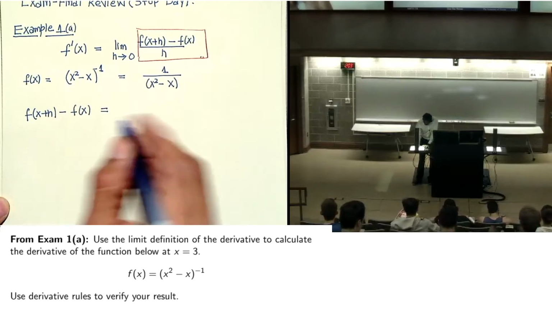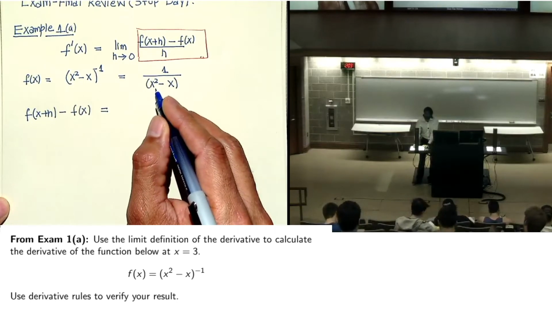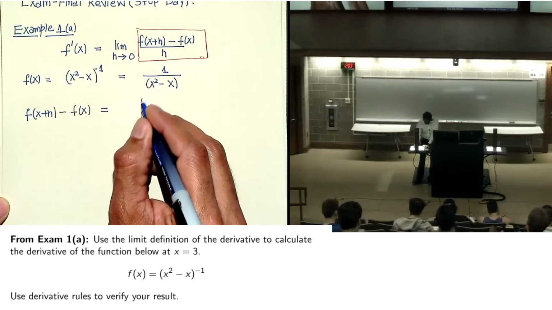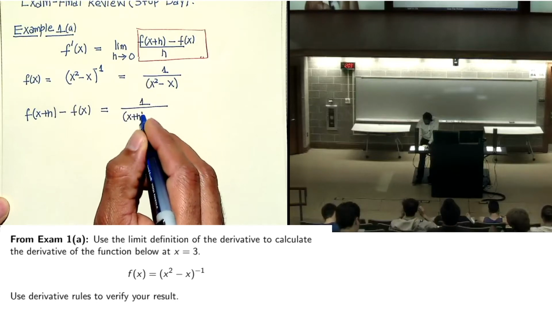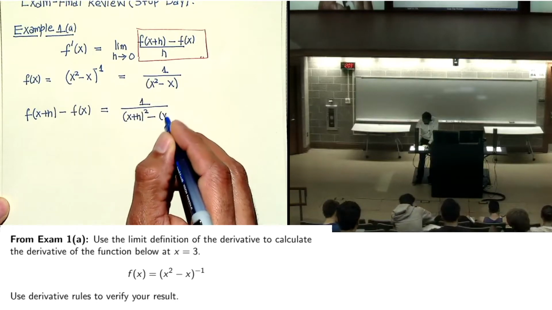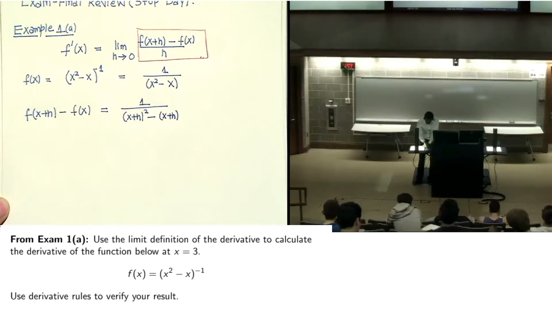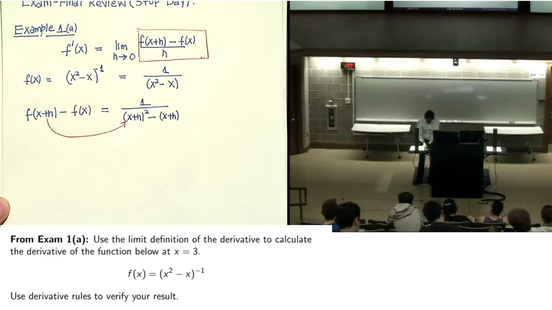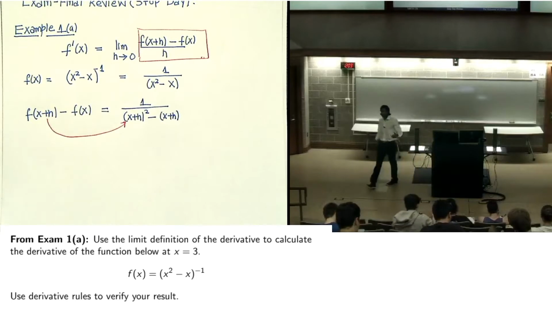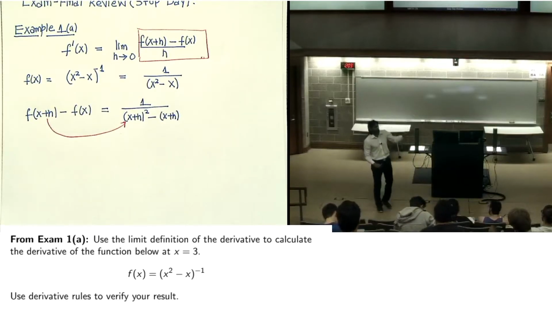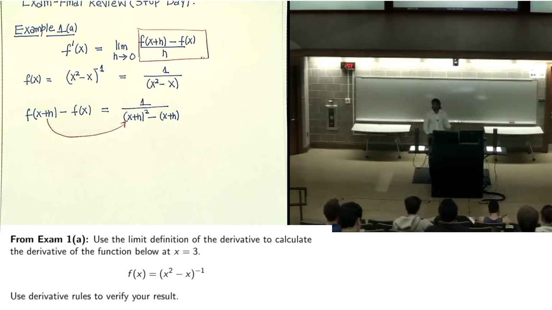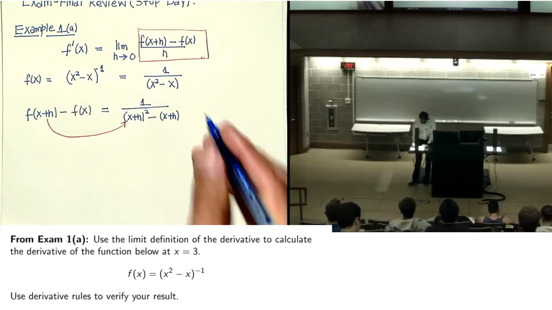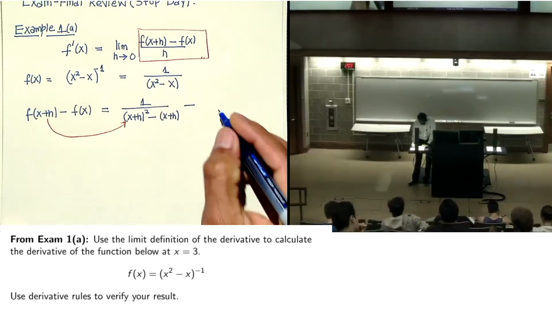So what is f of x plus h? You're going to take x as a placeholder and place x plus h there. So this is 1 over x plus h, squared, minus x plus h. This is the value of your f of x plus h. f of x plus h will turn into 1 over x plus h squared minus x plus h. Because x was the placeholder, I placed the value x plus h in that placeholder. Minus f of x, I can just put that term here.